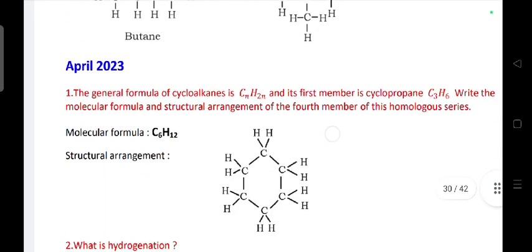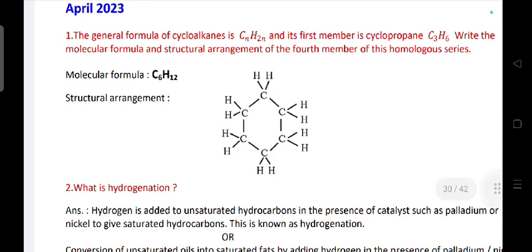So, very important question, that is in April 2019: the general formula of cycloalkane is CnH2n and its first member, cyclopropane, is C3H6. Write the molecular formula and structural formula of the fourth member of this homologous series. So the fourth member is C6H12. This is the structural formula.